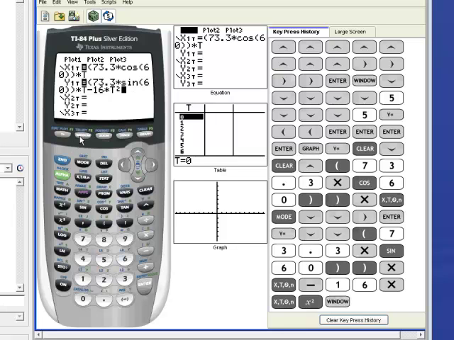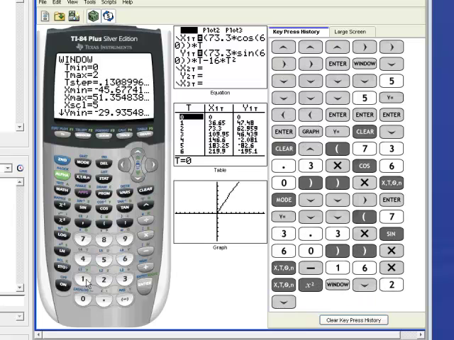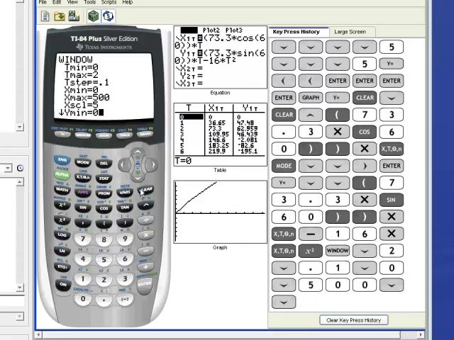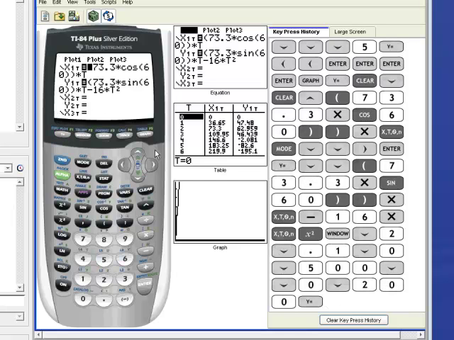Okay, our window, how should it look? It's probably not going to be in the air for 6 seconds, so maybe just 2 seconds or so, I'm just guessing. Step of, I don't know, 0.1 seconds maybe. Let's see, x minimum, well, we're starting at x equals 0. I don't know how far it's going to be shot, so I'm just going to go to 500 feet maybe. Maybe that's too much. And how high? Probably pretty high as well, so maybe 200 feet or so. And then I'm going to go over to y equals, and it's going to graph it nicely. Okay, let's see what happens.